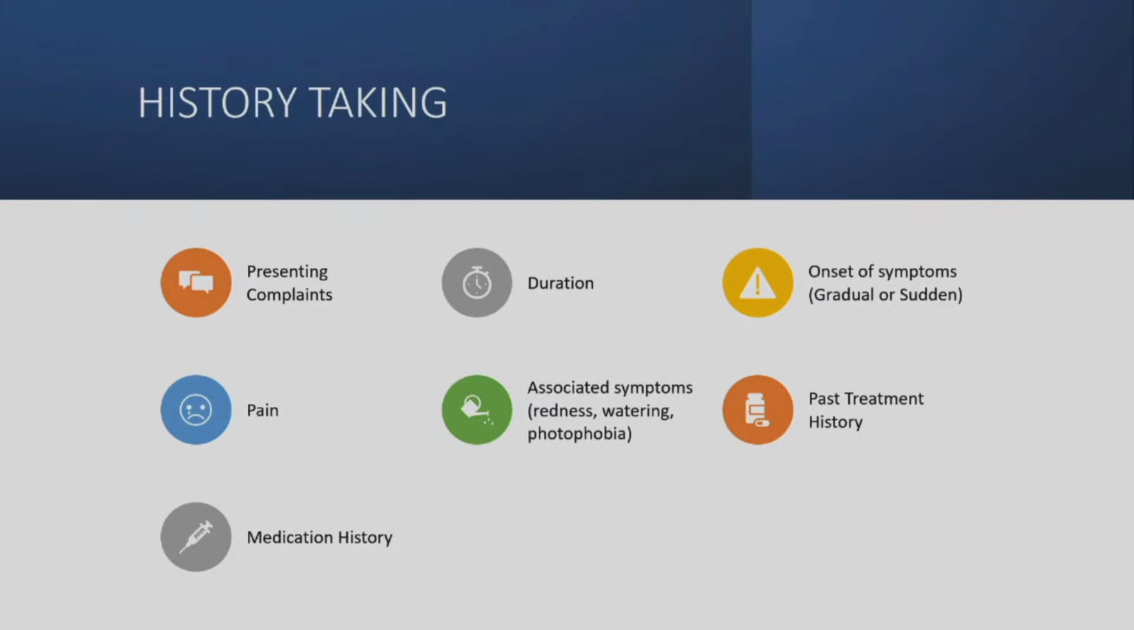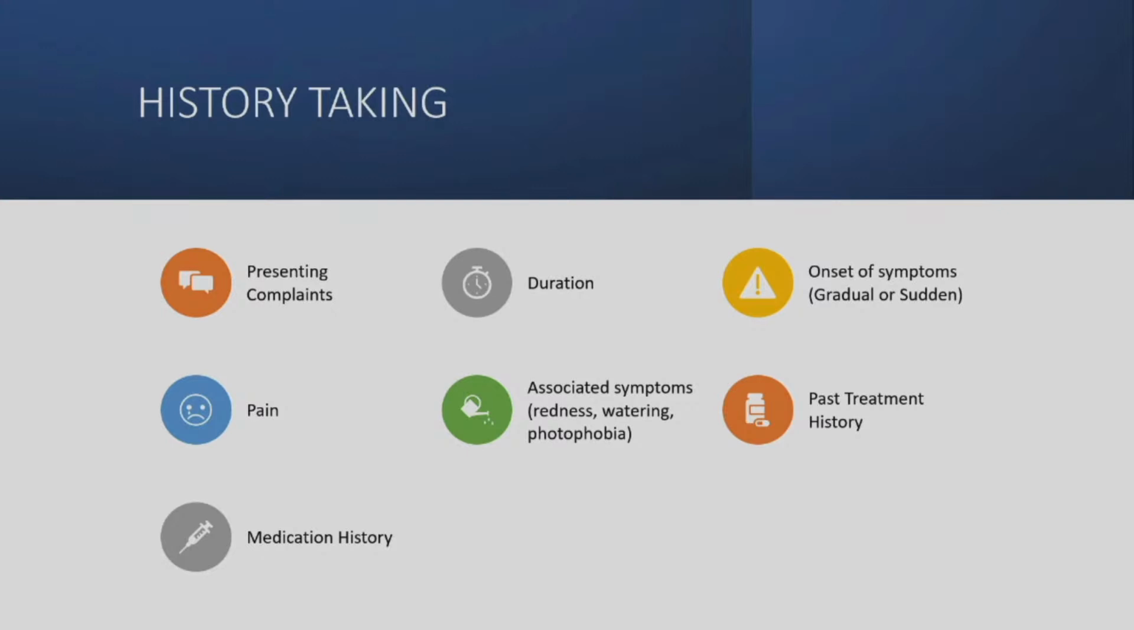So the way you construct your history will give the examiner, or whoever is listening to your presentation, an idea as to where you are taking the presentation forward. And then the associated symptoms like redness, watering, and photophobia. These are 3 characteristic symptoms associated with uveitis, in vitreoretinal diseases, or in case of a neovascular glaucoma.